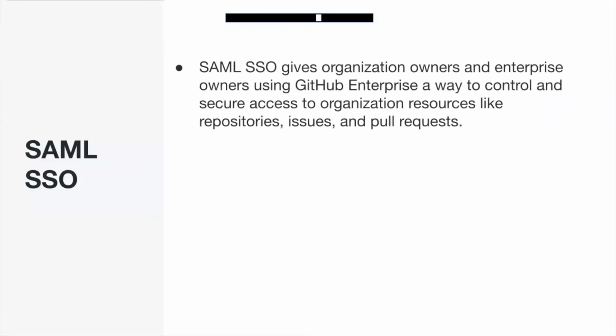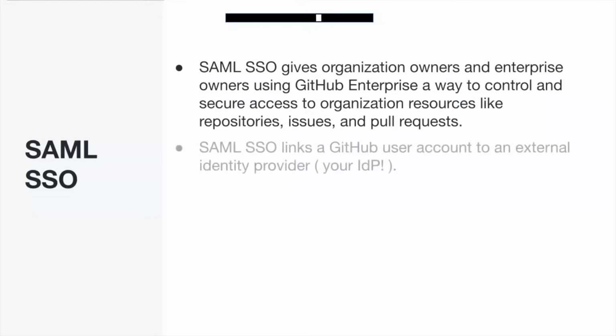SAML SSO is going to give organization owners and enterprise owners a way to control and secure access to the organization resources. That means the repositories, issues, and pull requests. SAML SSO is going to link our GitHub user account to an external identity provider. So here's the first caveat when we're talking about SAML SSO and GitHub. That link actually means something else. It really means that when the user is going to log in to access the resources within your organization, this user will have to log in against GitHub with their personal account and afterwards against your identity provider.